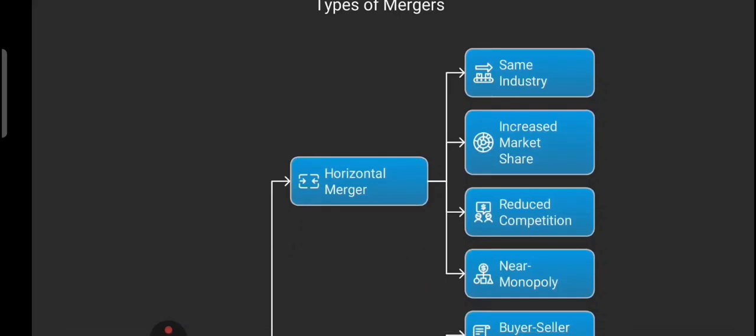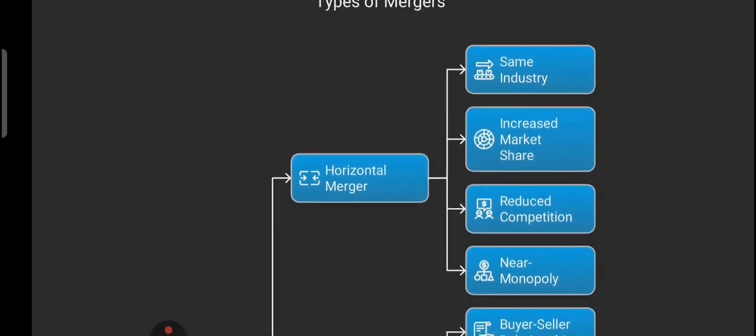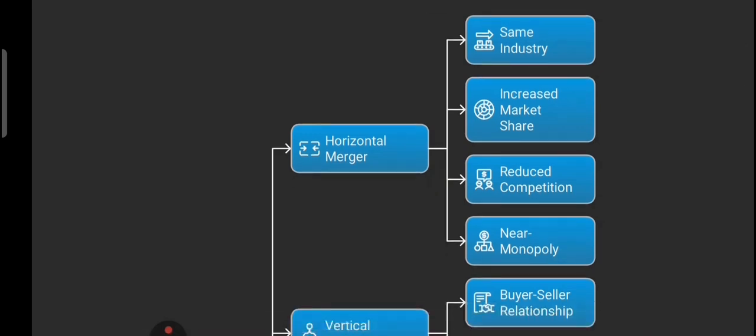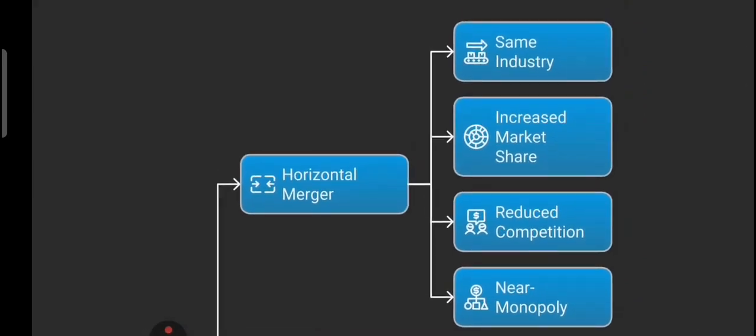Now have a look at the types of merger. Very important. We are only covering those topics from where questions have appeared in previous examinations. When we talk about business growth through integration, mergers come in various strategic forms, each with its unique purpose and impact. First we have something called horizontal merger. A horizontal merger is when companies in the same industry join forces. Here you can see the keyword: same industry. The goal is to boost market share, reduce competition, and sometimes even create near monopolies.